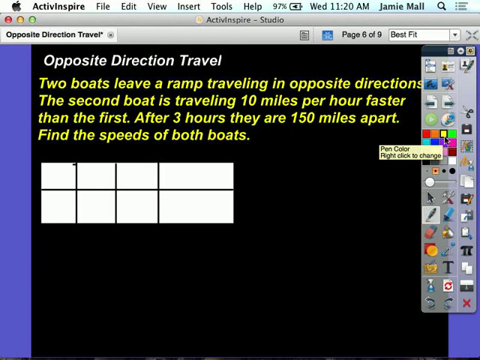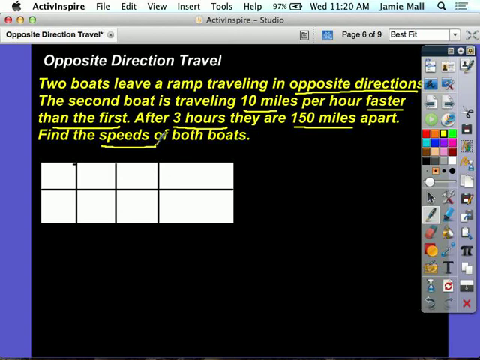Two boats leave a ramp traveling in opposite directions. You'll always be told that information. The second boat is traveling 10 miles per hour faster than the first. After 3 hours, they are 150 miles apart. We're going to find the speeds of both boats.